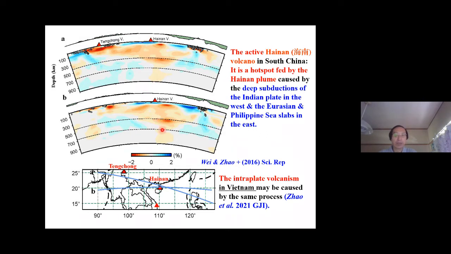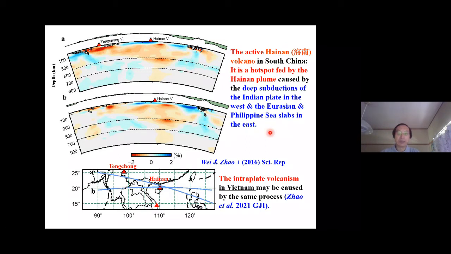the Hainan volcano. But in the west, we can see a subducting slab, maybe the subducting India plate, and the Tengchong volcano. And in the east, we can also see a high velocity anomaly, which may be the subducting Philippine Sea slab or the Eurasian slab or both. So we think the active Hainan volcano may be a hot spot caused by the subduction of the Indian plate in the west and the Eurasian and the Philippine Sea plate in the east.